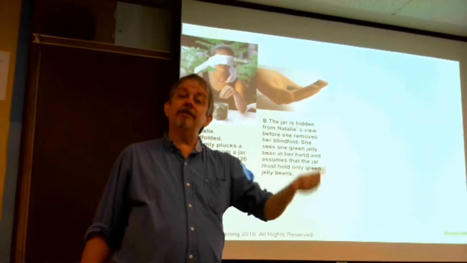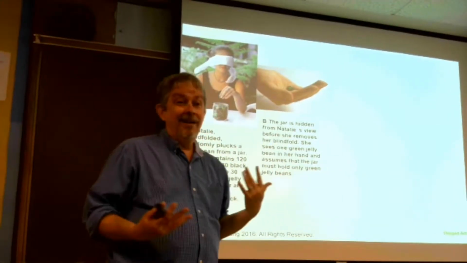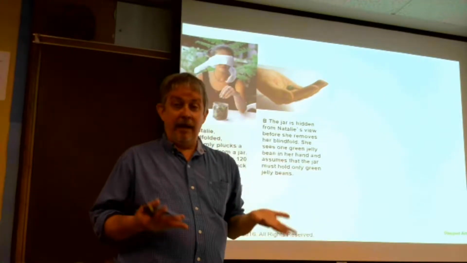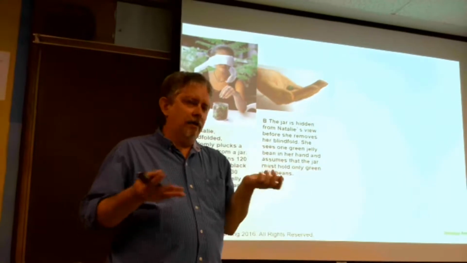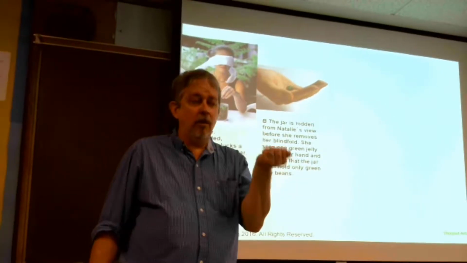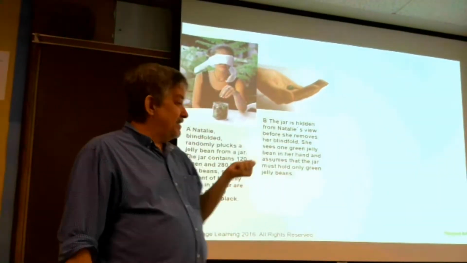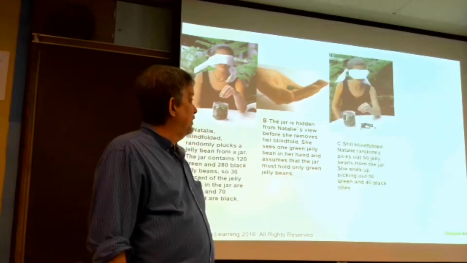Now, what does she know about the jelly beans in the jar? Are they all green? They might be. They could very well be all green. Could they be all the colors of the rainbow? They could very well be. She just took one out, so there's only one color. So that small number tells you absolutely nothing.